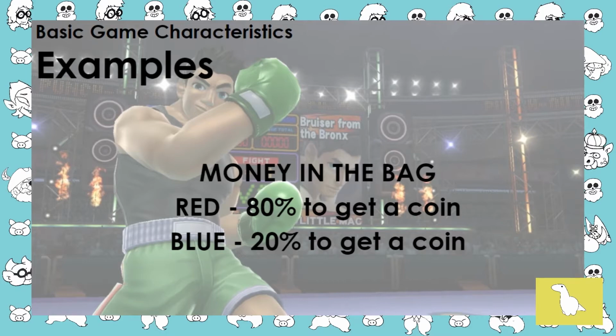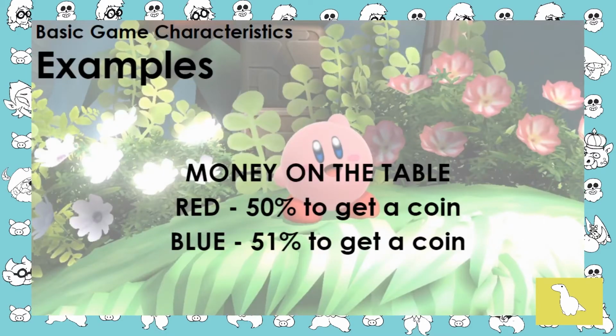Let's change it slightly and see what happens. So this is Money on the Table. Things have changed very slightly. Now, instead of putting the money in the bag, we put the money on the table in front of everyone. Red now gets a 50% chance to get a coin, and blue has a 51% chance. Well, this time everything's switched over. The positional heuristics are very obvious. Everyone's money is on the table in front of them, so at any point you can see exactly who's winning rather than it being obscured by a bag.